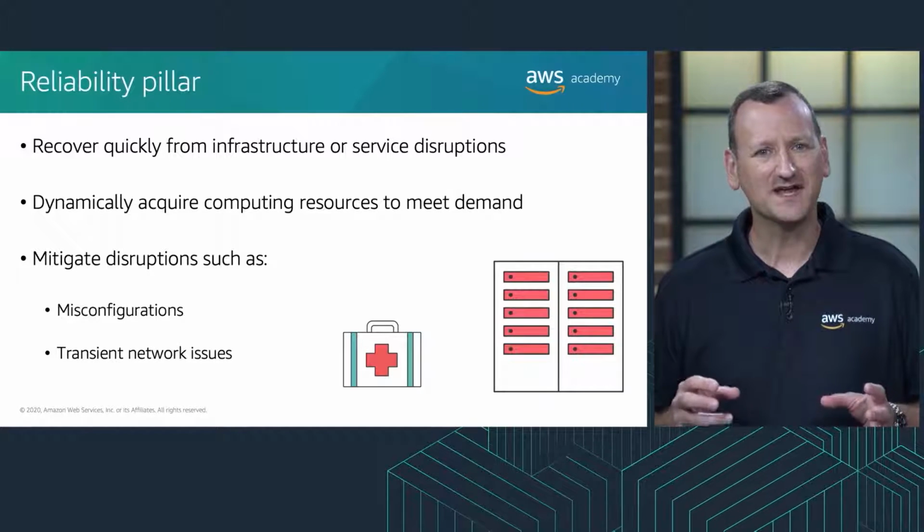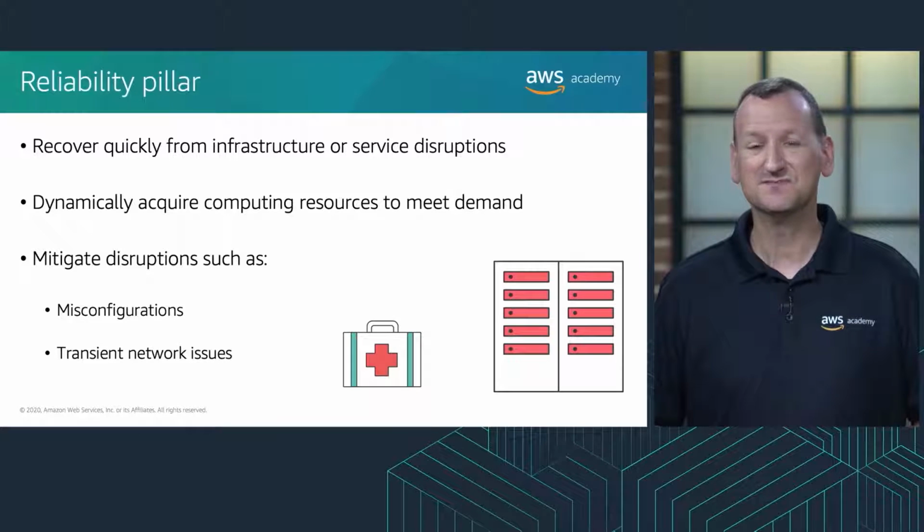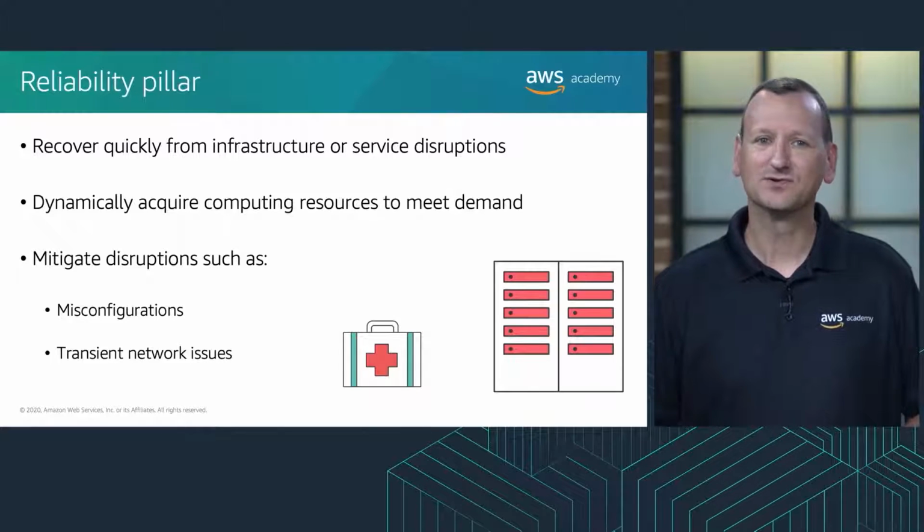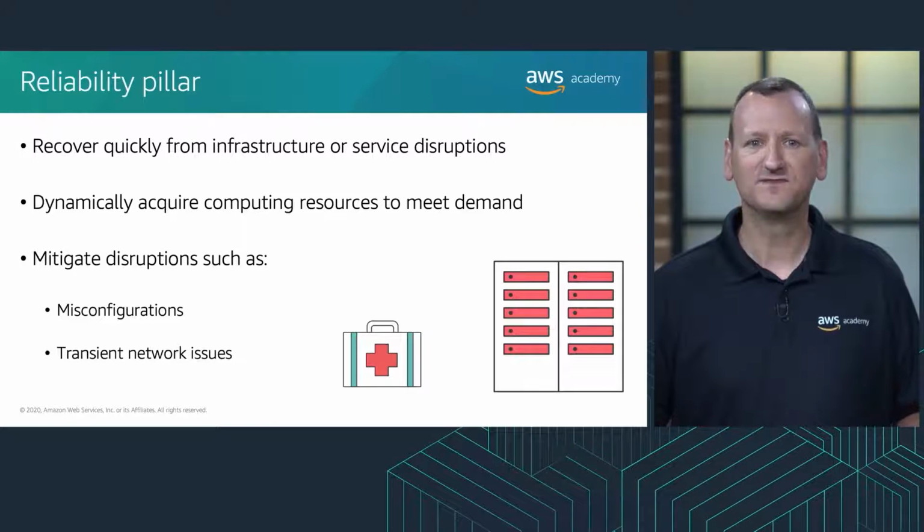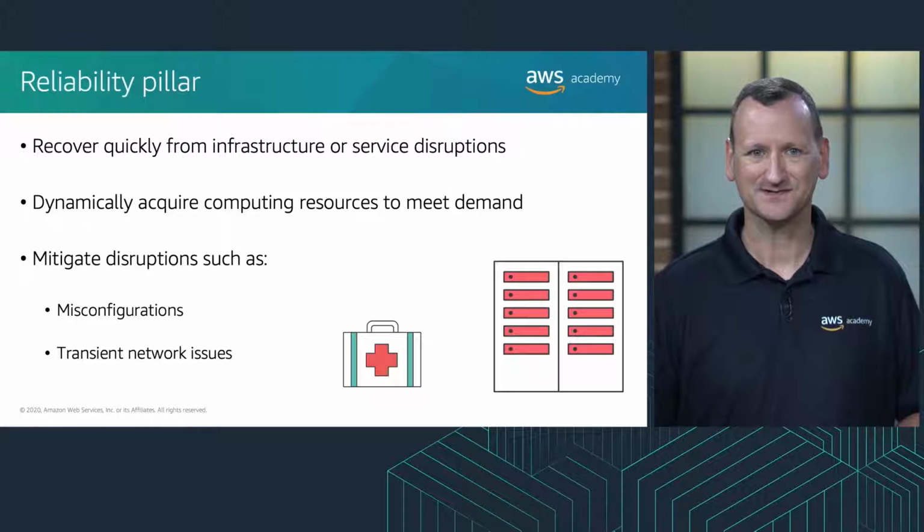The reliability pillar focuses on the ability of a system to recover from infrastructure or service disruptions. Reliability includes dynamically acquiring computing resources to meet demand. It also includes the ability of a system to mitigate disruptions, such as misconfigurations or transient network issues.